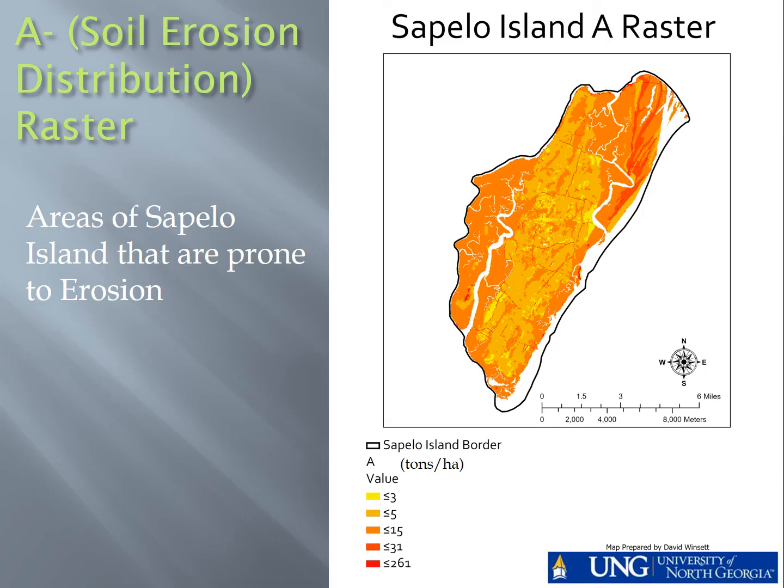Then the final A raster, you can see the values. Most of the yellow area is a low erosion area, that is 3 tons per hectare, and the rest of them are 5, 15, 31, 261. So more than 5 is considered higher erosion. The best, kind of allowed erosion rate is less than 5 tons per hectare. So it shows that in the final result from RUSLE, most of the island has a higher erosion rate, and it is understood.